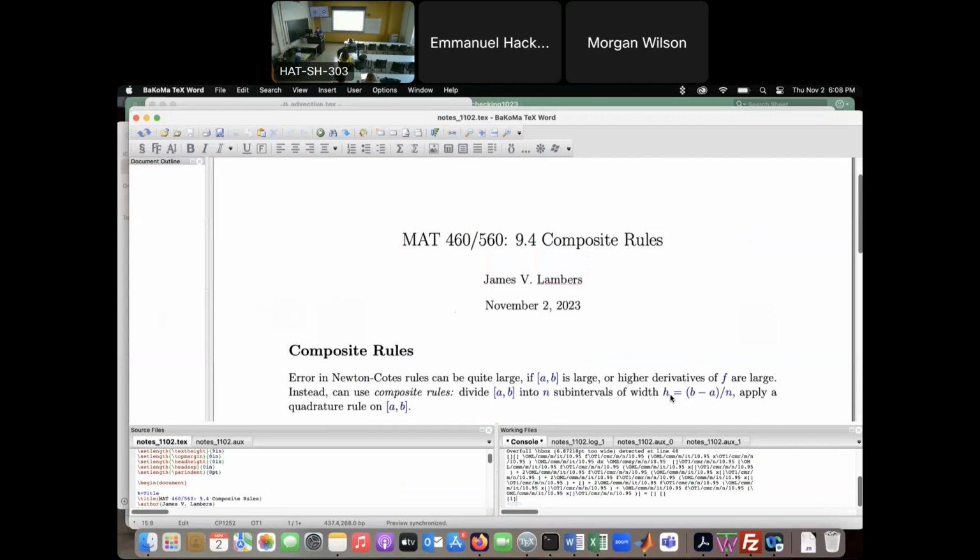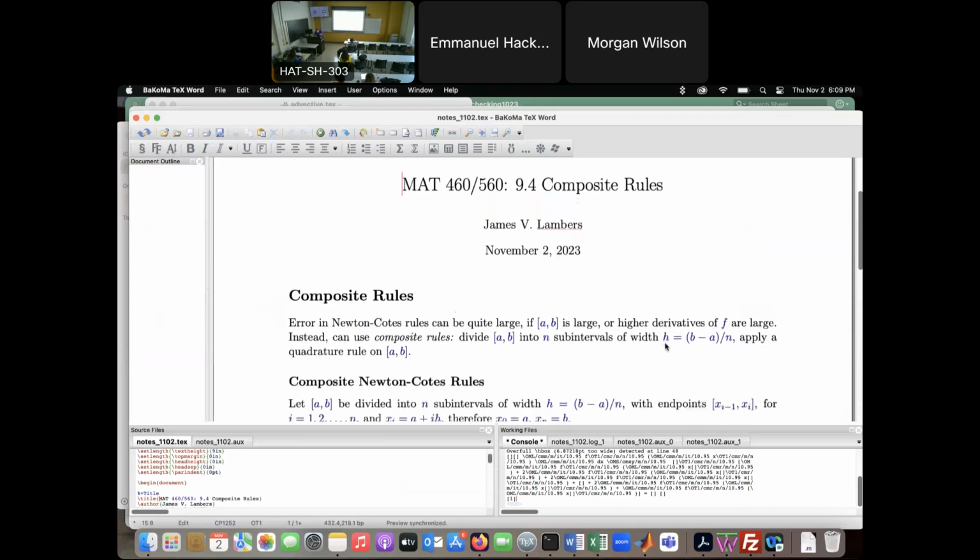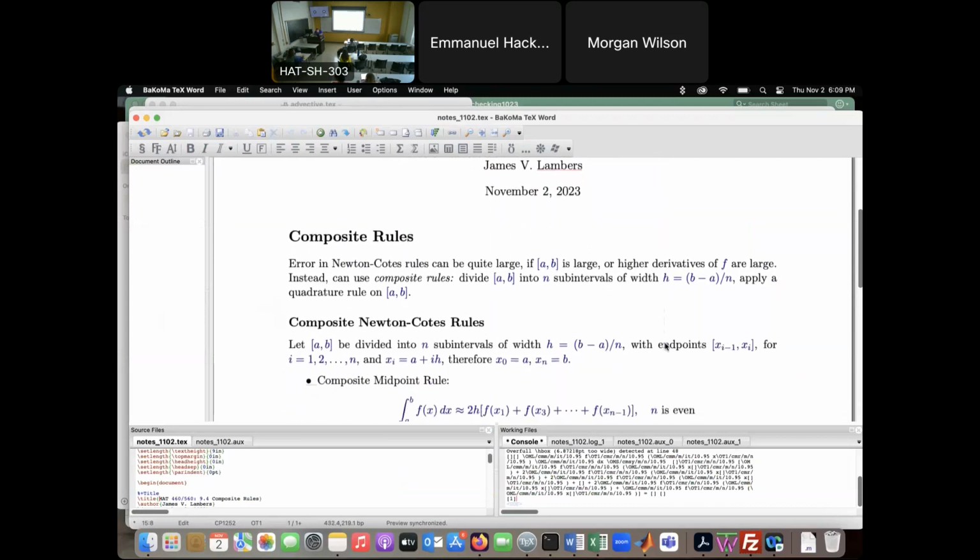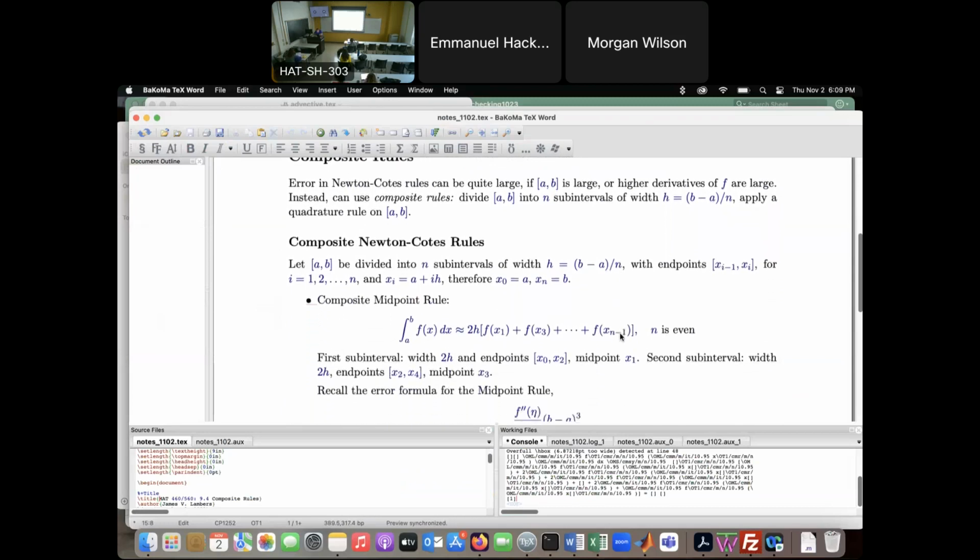Because in that case, what you saw before about the error formula having a power of b minus a, like b minus a cubed or b minus a to the fifth, that's a liability if the interval AB is large. But now if you're cutting AB into small subintervals of width h, that liability now becomes an asset. So now I will show you composite versions of the three Newton-Cotes rules that I showed you last time.